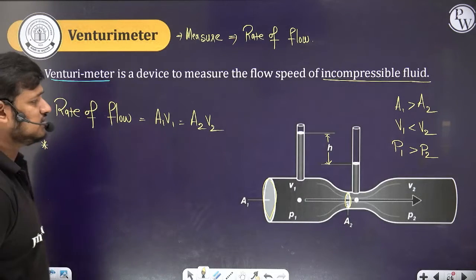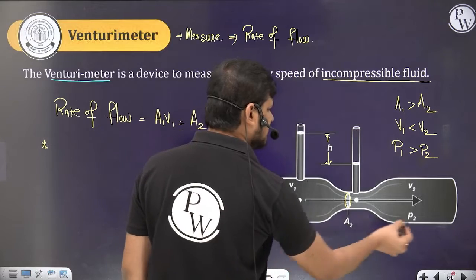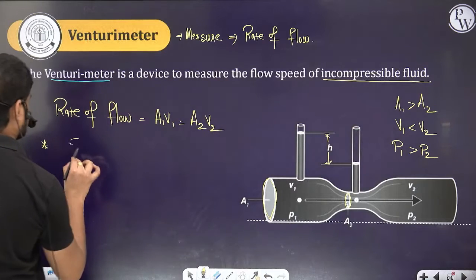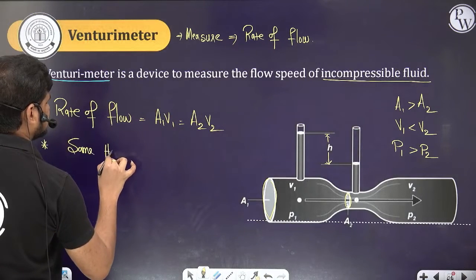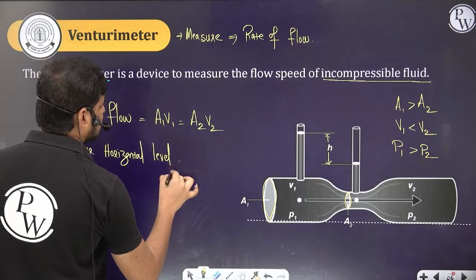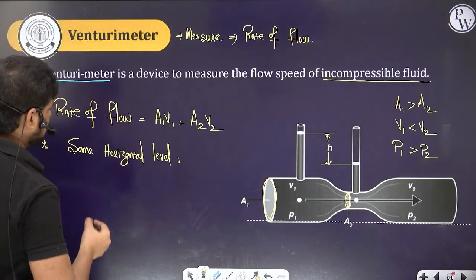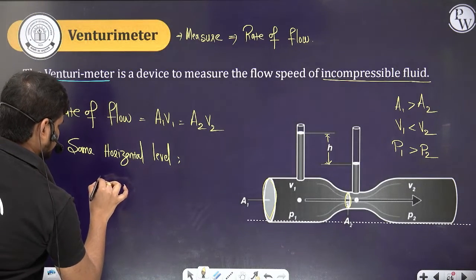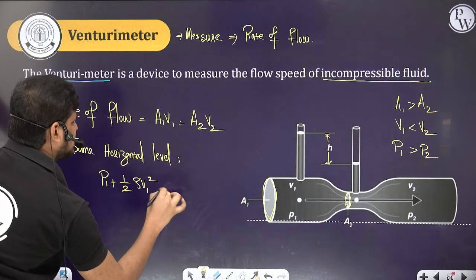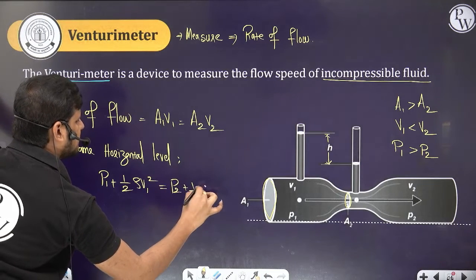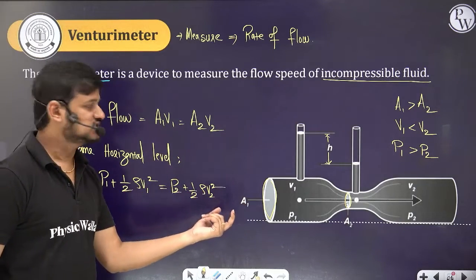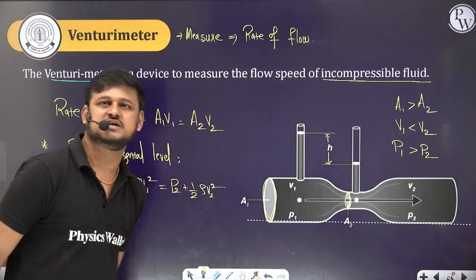In the venturimeter, these two are at the same horizontal level. If they are at the same horizontal level, we can write the equation P1 plus half rho V1 square is equal to P2 plus half rho V2 square. Why? The potential energy term on either side will get cancelled, since the heights are the same.